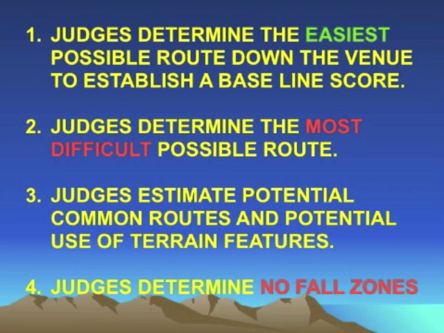So we want to estimate potential common routes, potential uses of terrain, things that we want to see, things that we anticipate to see, common routes. Then we pick out our lowest line score. We also want to remember to determine those no-fall zones and make sure athletes know where those are. And area closures are very important as well.